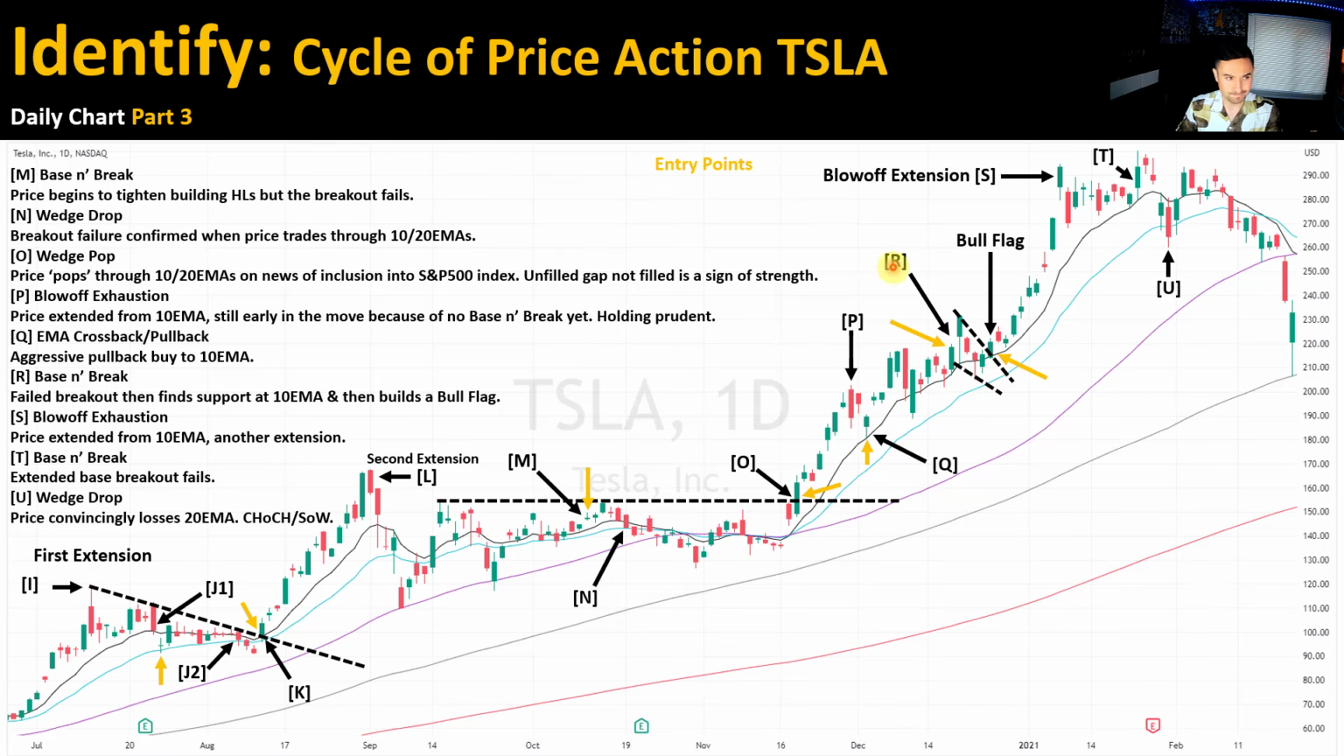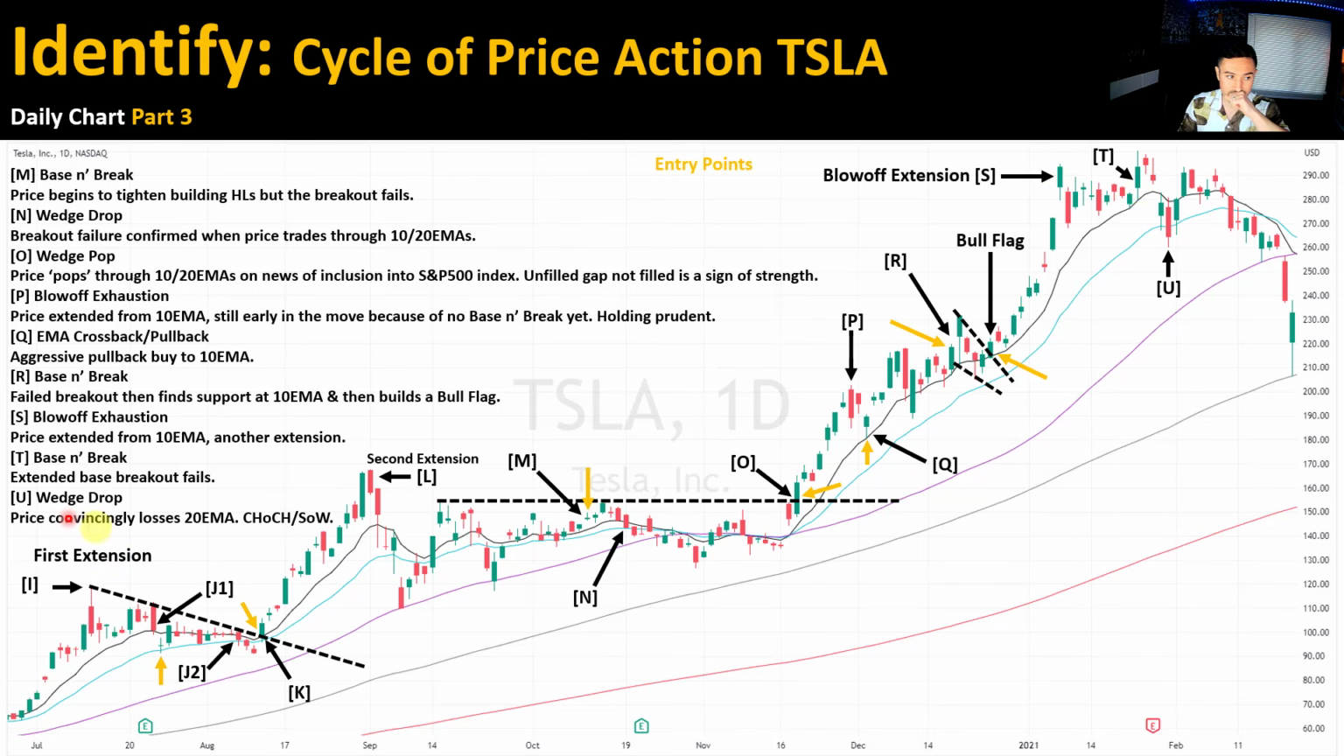Then you get R. So R is a basin break, which kind of goes for a day, turns around and fails. Then you get this bull flag that comes through, so then there's a potential entry there. Then at S, you get another kind of blow off extension. So this one here is extremely extended. Look at the run that Tesla has had. T is then a failed basin break, but you're getting fairly long in the move here.